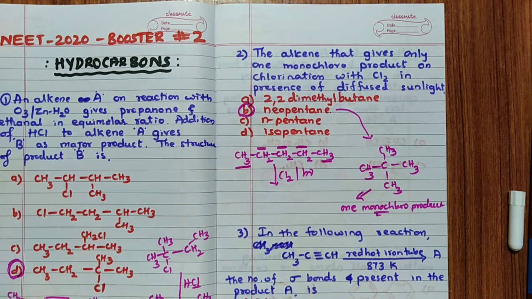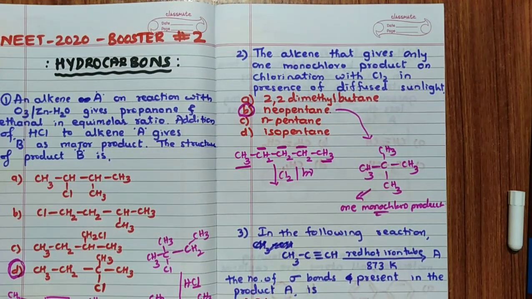Whenever such a question is given, what you have to say? In which case different types of monochloro products are formed. See, the same question they can ask like this: in which case are 3 types of compounds possible? See, n-pentane. Like that you can see isopentane.